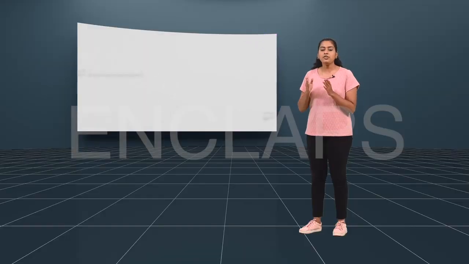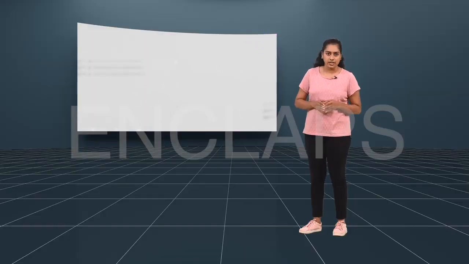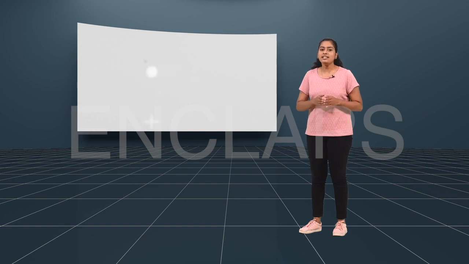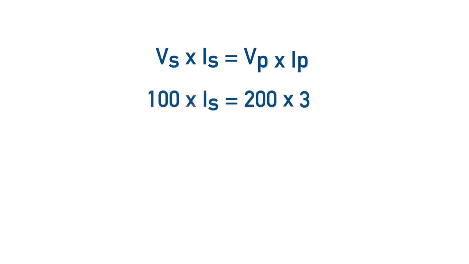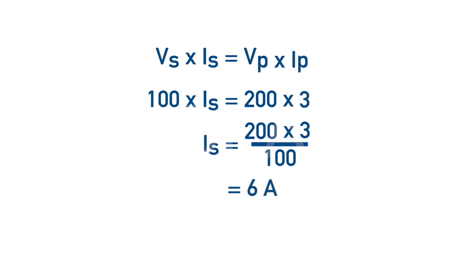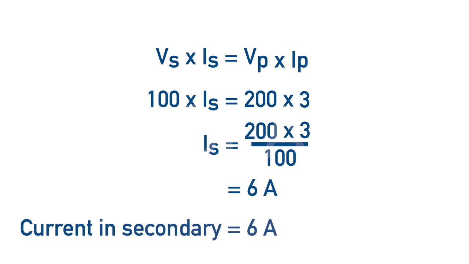Now, we have to find the current in secondary. For that, we can use the relation Vs into Is is equal to Vp into Ip. That is 100 into Is is equal to 200 into 3. Is is equal to 200 into 3 whole divided by 100 which is equal to 6 ampere. So, we got the current in secondary is equal to 6 ampere.